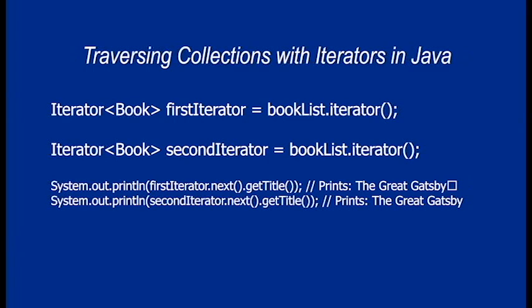Using multiple iterators. An interesting feature of iterators is that each iterator instance is independent. Let's see what happens when we create a second iterator. Both iterators start from the beginning of the list, and they independently track their positions. This means the first iterator and second iterator can traverse the collection separately.